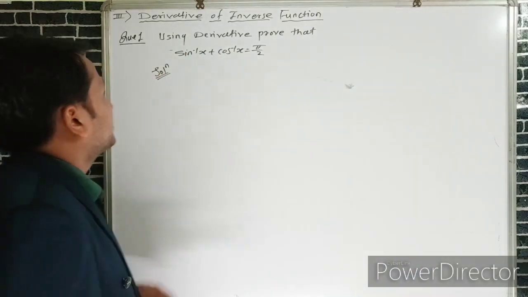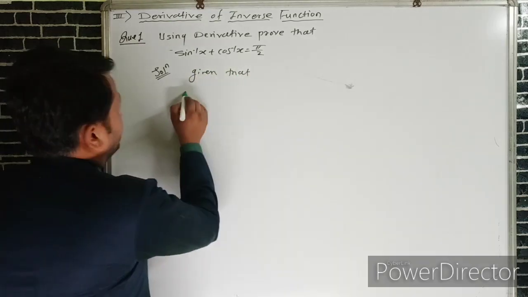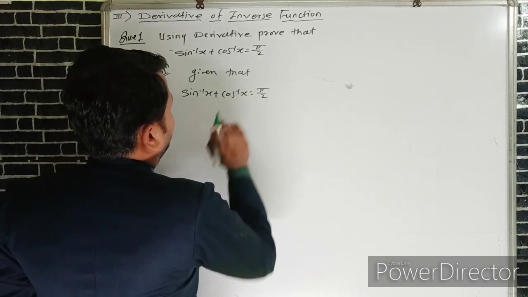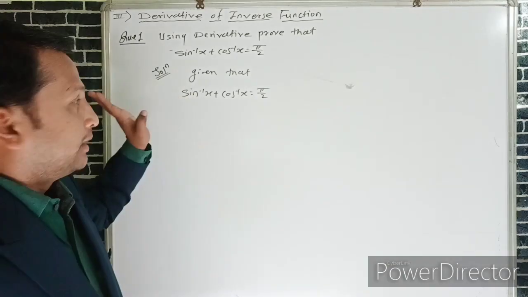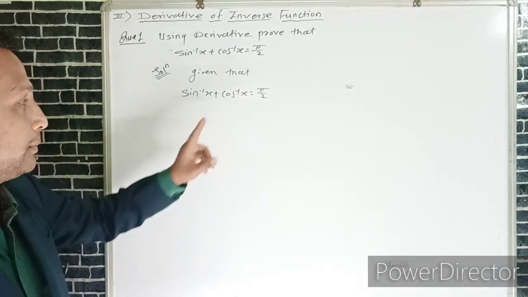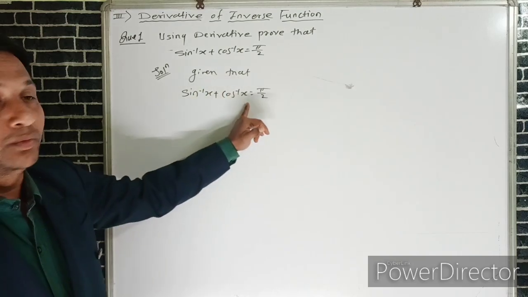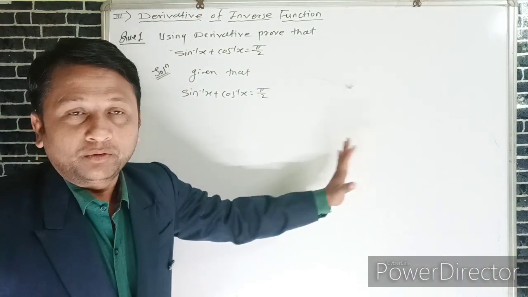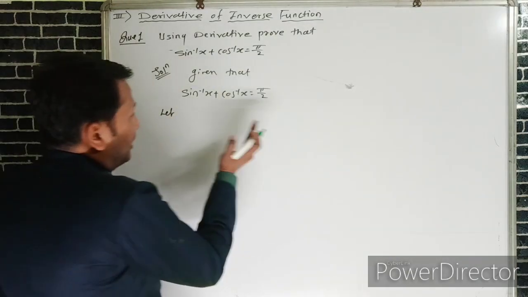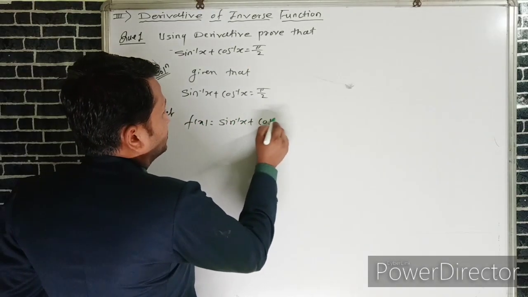In this proof, first we can write, given that sin inverse x plus cos inverse x is equal to pi by 2. It is a proof of this equation. We have to prove that sin inverse x plus cos inverse x is equal to pi by 2. It means that the value of sin inverse x plus cos inverse x is pi by 2. First we take, let the given function on the left hand side f of x be equal to sin inverse x plus cos inverse x.